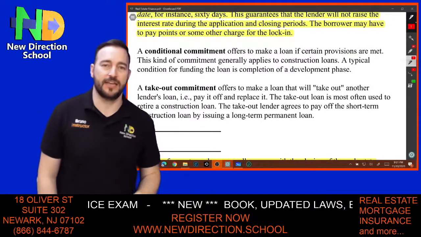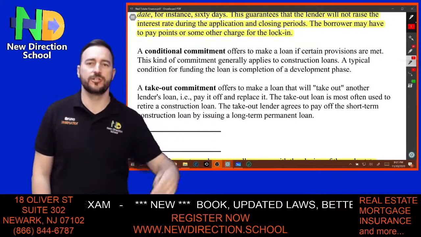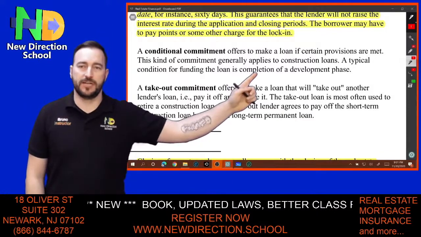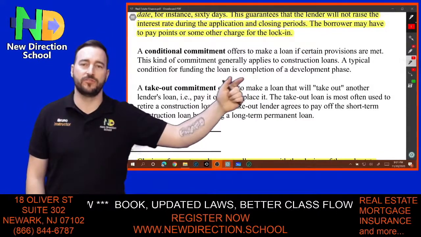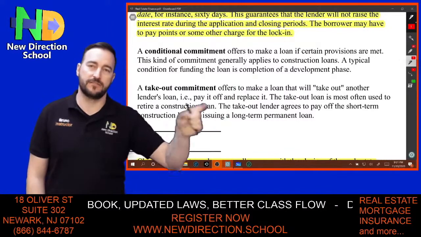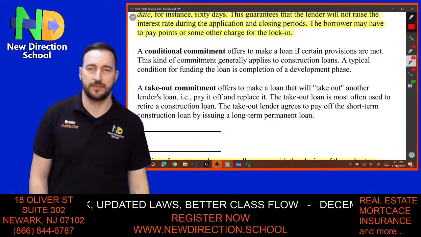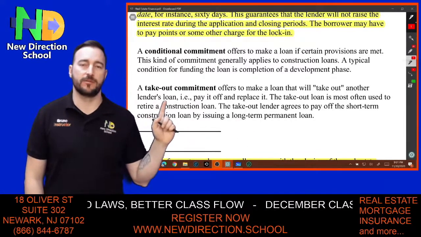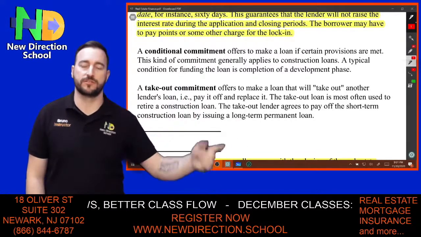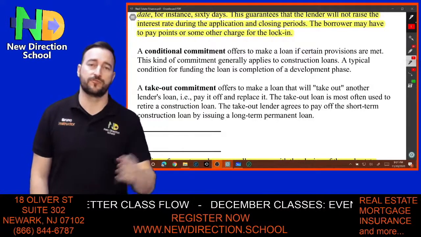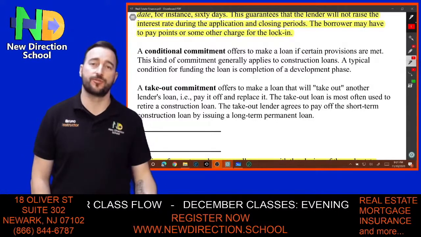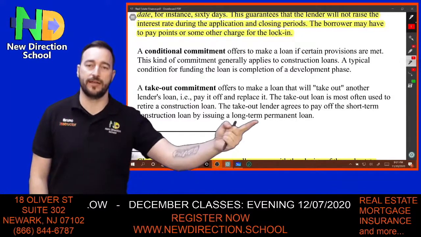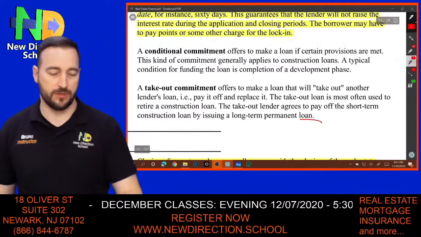Conditional commitment, they say, hey, here's the loan if this happens or if that happens. So again, it applies usually to construction loans, and they'll keep on giving you money as long as you complete the phases of the stages of the construction. And then the takeout commitment is also for constructions, for instance, where the construction loan is for 1 year, but then you want to have a 30-year loan. So the takeout is a loan that will convert the construction to a long-term permanent loan.